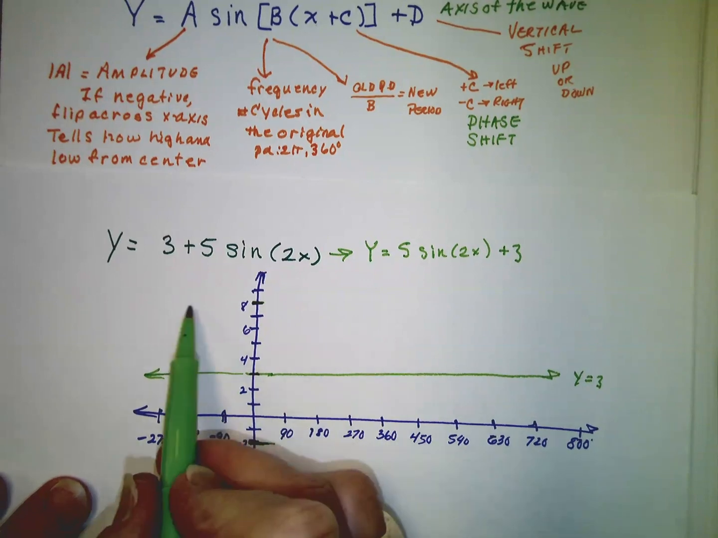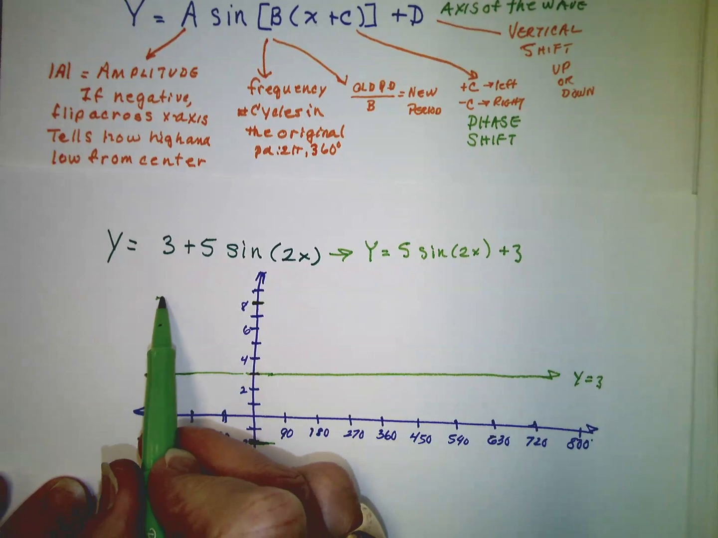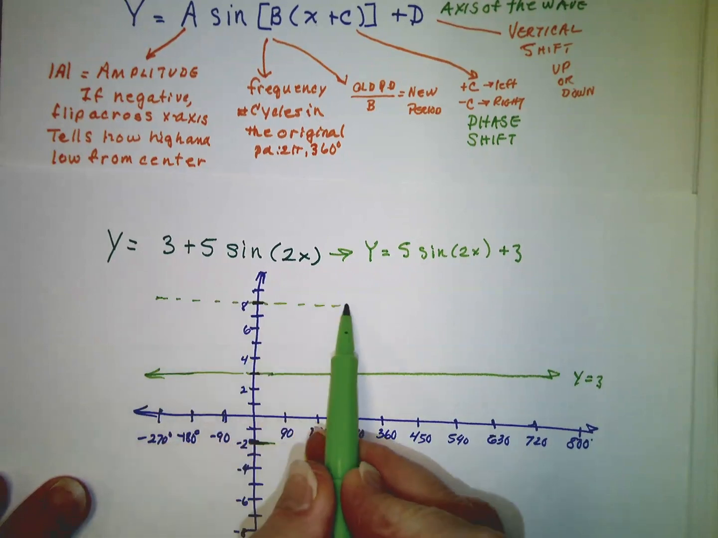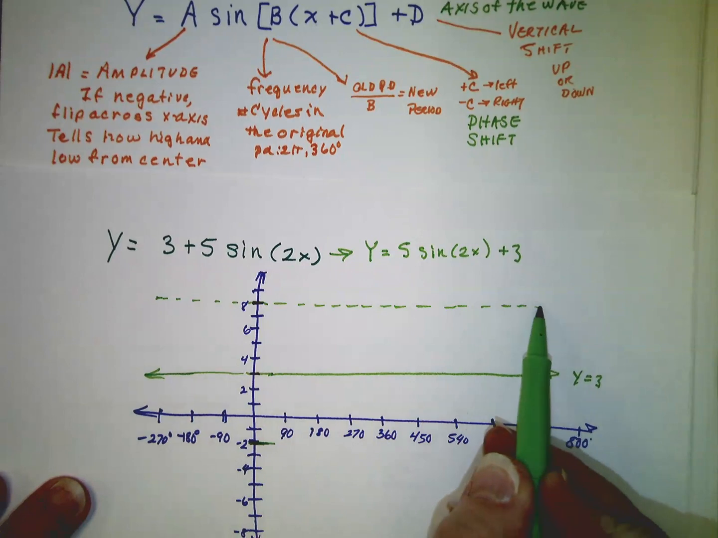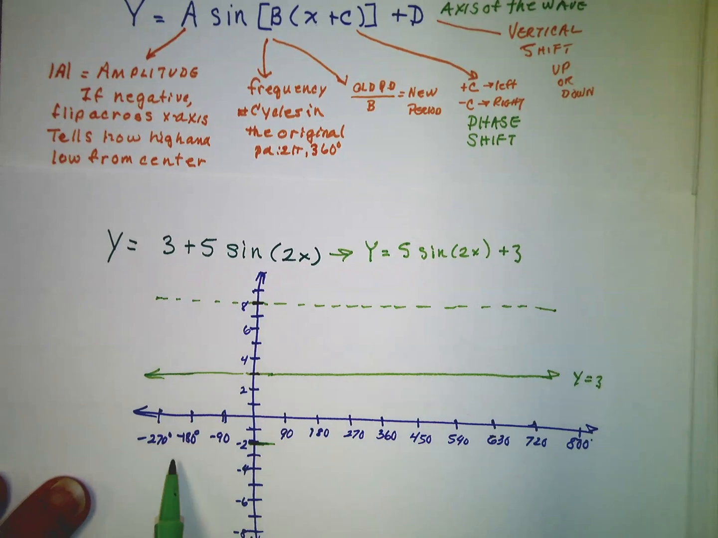And I didn't space them evenly, I can tell already. I'm going to put a dotted line here. Dotted line here at 8, and a dotted line down here, wiping out all the numbers at -2.